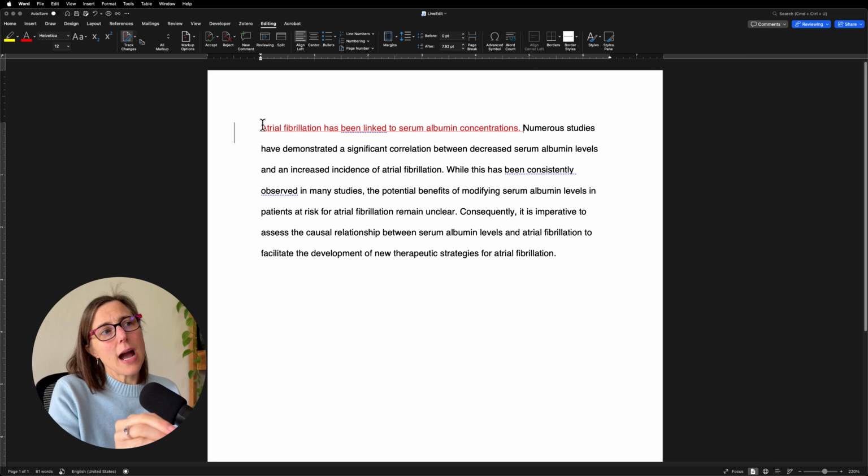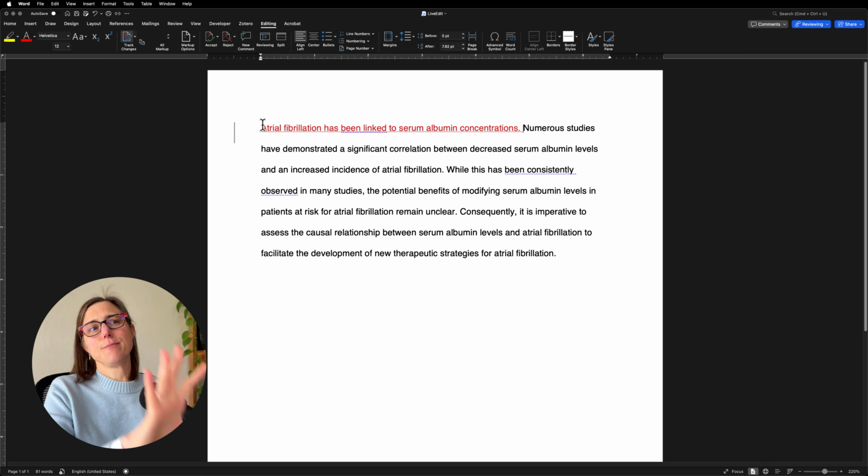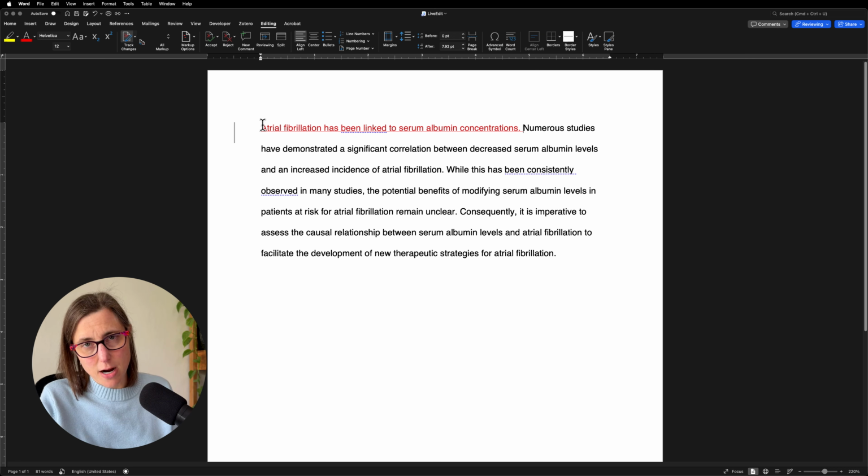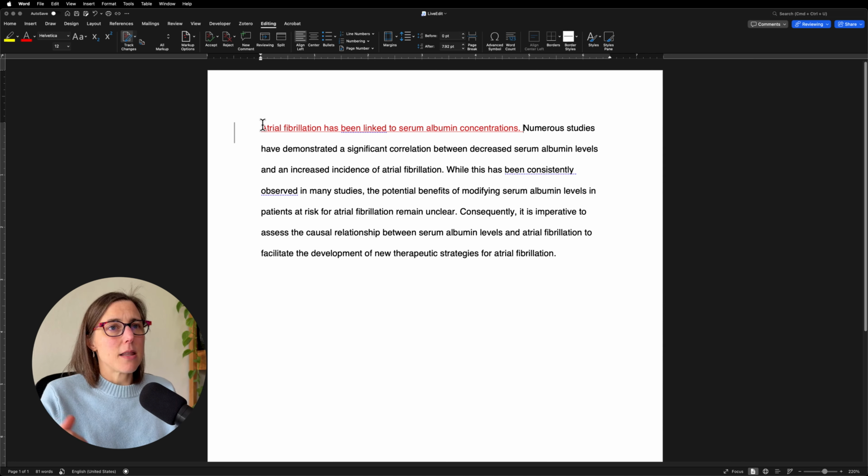So here we're adding a topic sentence to help guide the reader into this paragraph. It's a short topic sentence, which I think is always great whenever you can. But the other thing I want to point out is that the first sentence of this paragraph starts with the subject of atrial fibrillation.